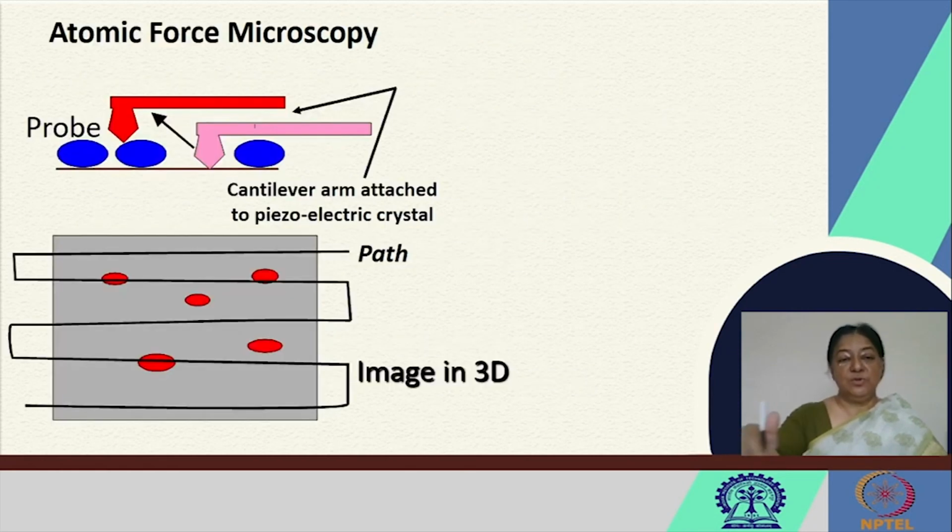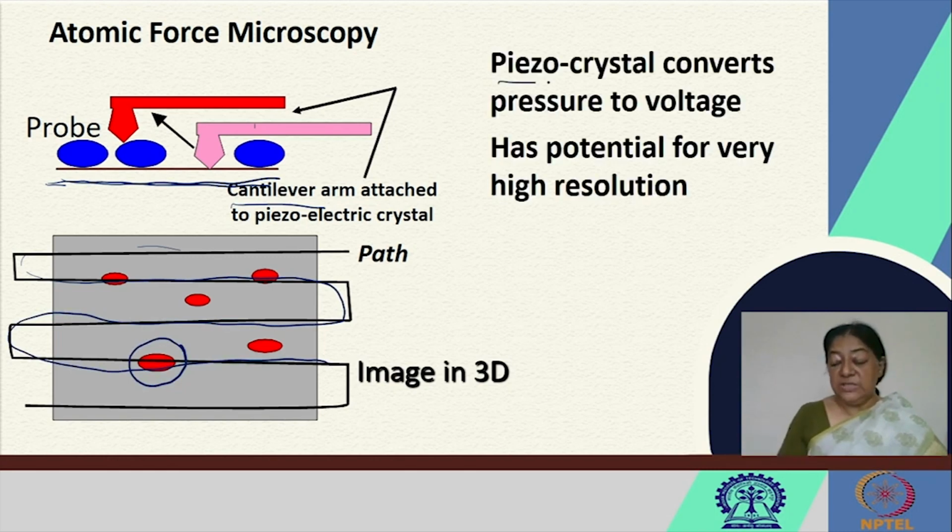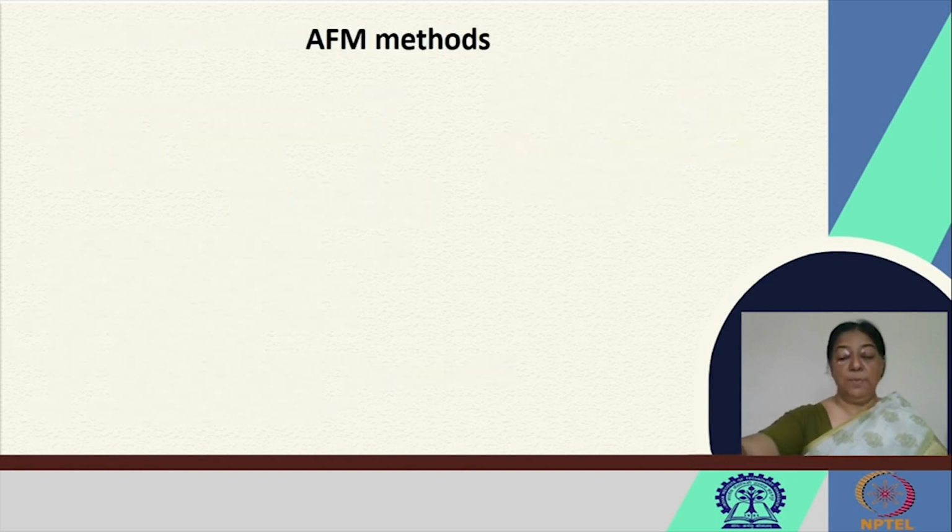In atomic force microscopy, we have a cantilever arm that is attached to a piezoelectric crystal, and we have our monolayer, most preferably on the surface. We have a specific method where the cantilever follows a specific path, and when it hits upon a protein, it will give us an image in 3D in a profile. The piezo crystal converts pressure to voltage and has potential for very high resolution that will give us some information about the protein.